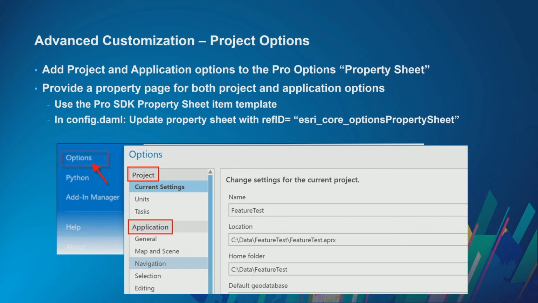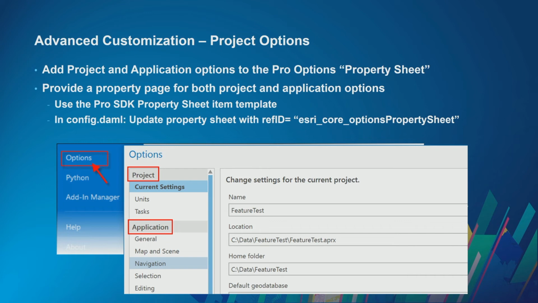ArcGIS Pro has a menu, an options screen that comes up, the dialog that you see in the screenshot below. And we want to add our project and application options to the Pro Options property sheet. So to provide a property page for both project and application options, you use a Pro SDK property sheet item template. I'll show you that in a second.